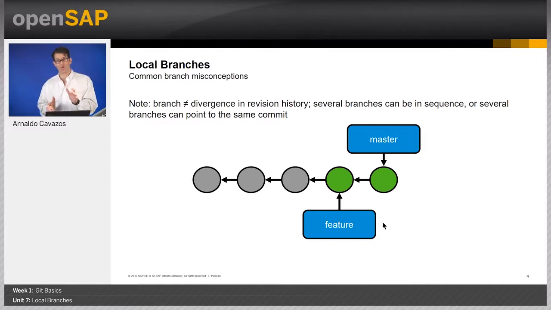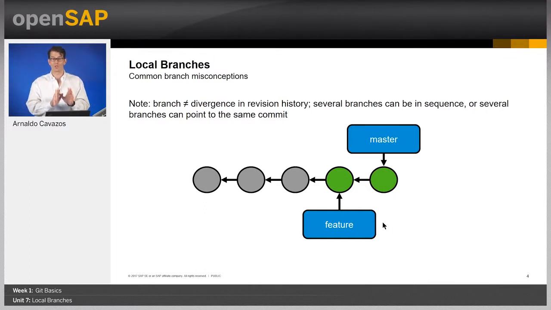In this picture, you have 2 branches. Earlier I said that these 2 branches are in sequence. That's an important concept, and it's a phrase I'm going to be using a lot in this course. When I say that 2 branch pointers are in sequence, it means that all the commits are in a straight line. There's no divergence in history.